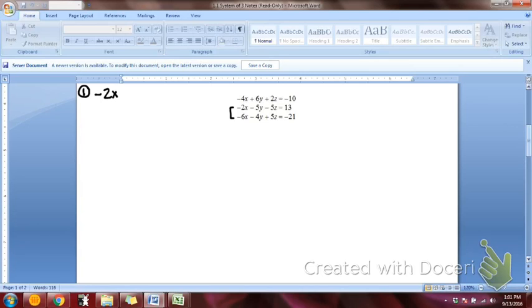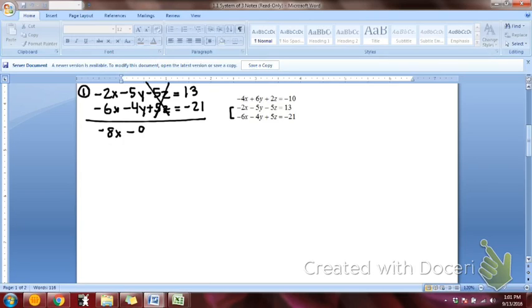So negative 2x minus 5y minus 5z equals 13. Negative 6x minus 4y plus 5z equals negative 21. Okay, so I'm just writing them off to the side. Let's add them together. I know that these are going to cancel. I get negative 8x minus 9y equals negative 8. Okay, are you okay so far? Yes. Negative 8x minus 9y equals negative 8.